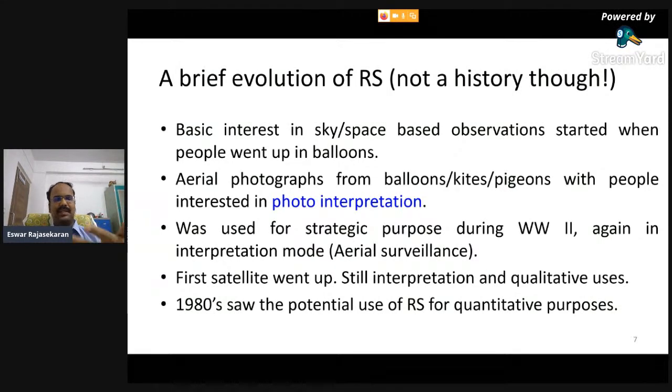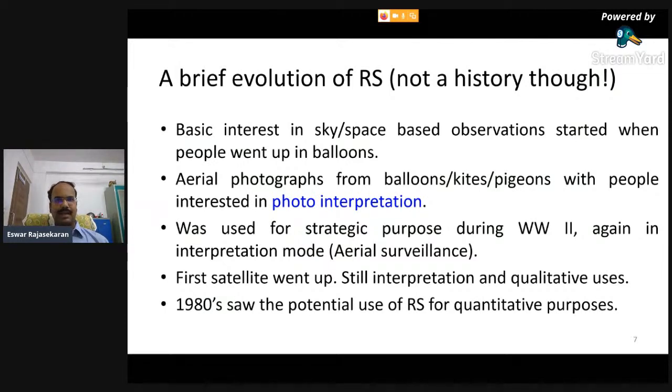Interpretation means, if you observe a picture or a photograph, you will see, okay, there is a lake, there is a house, there is a godown, there's a swimming pool. All these things we observe and mark what is what. That is commonly what we call photo interpretation. That was the initial use of remote sensing.